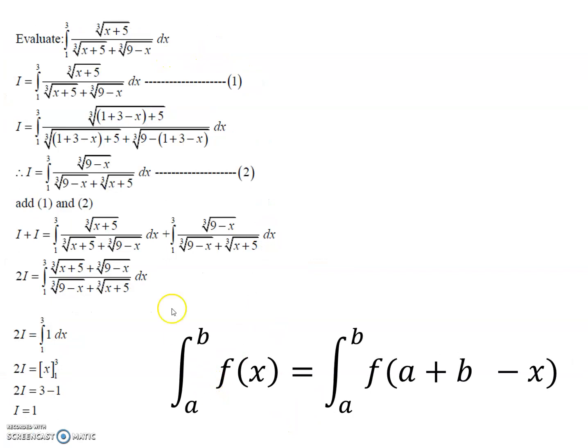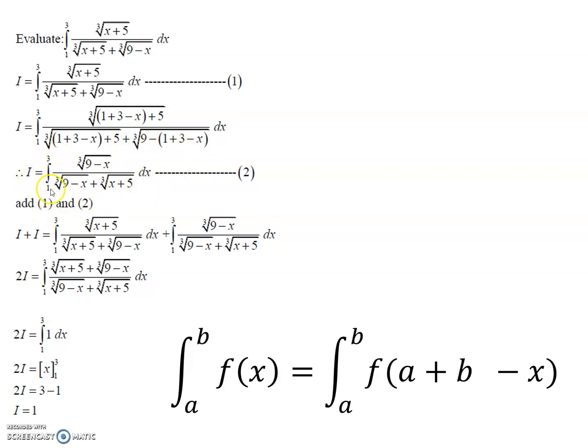Now a cube root is there. Integral from 1 to 3 of cube root of x plus 5 upon cube root of x plus 5 plus cube root of 9 minus x dx. I is equal to lower limit 1, upper limit 3, cube root of x plus 5 upon cube root of x plus 5 plus cube root of 9 minus x dx. Instead of x we have to put 1 plus 3 minus x. So cube root of (1 plus 3 minus x) plus 5 upon cube root of (1 plus 3 minus x) plus 5 plus cube root of 9 minus (1 plus 3 minus x). So simplification is going on.